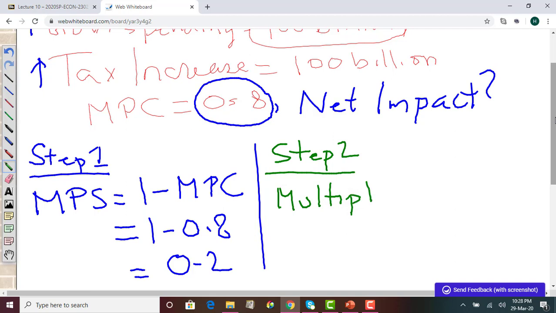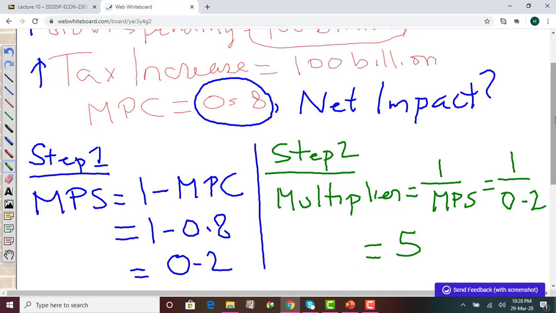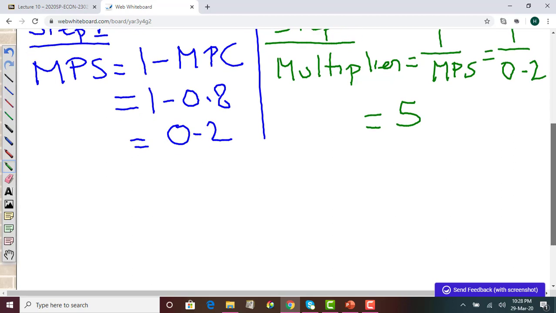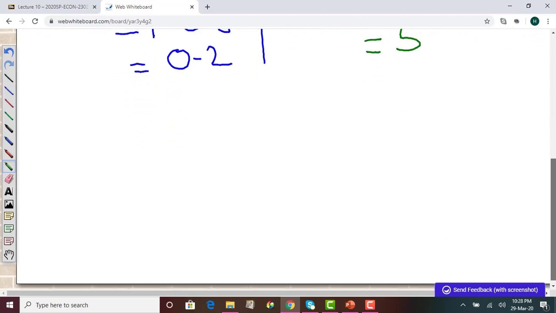Now again, if you remember from last class, the formula for multiplier is 1 divided by MPS. We already calculated MPS is 0.2, so 1 divided by 0.2 is equal to 5. So the multiplier is 5. Then we move on. We got this information.